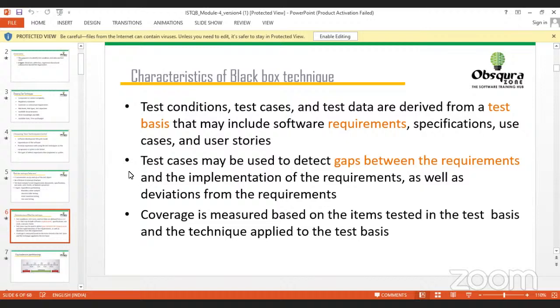Now, the coverage is measured based on the items tested in the test basis and the technique applied to the test basis. For example, I am using a test technique and I derive 10 test cases. Out of these 10 test cases, I have executed 5. So what will be my coverage? It will be the number of test cases executed, that is 5, divided by the total number of test cases, that is 10. So 50% will be my coverage. That is the definition of coverage.